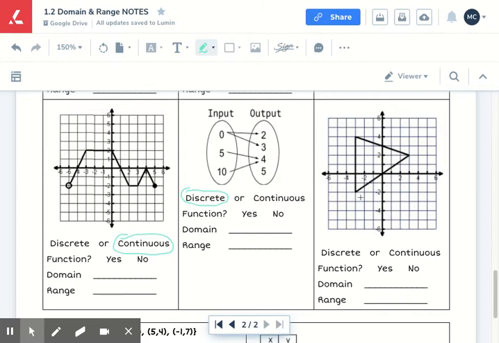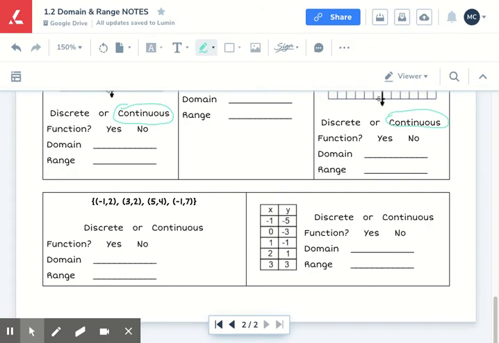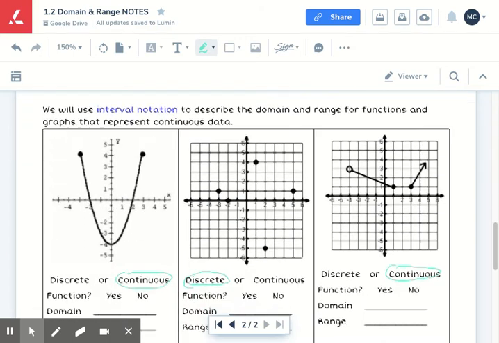For the next one, looks like I've got a triangle that's graphed. So I'm not seeing any individual points that they put out as really important, but they are all connected. So this would be continuous. I'll leave those last 2 for you to figure out there on the discrete or continuous.